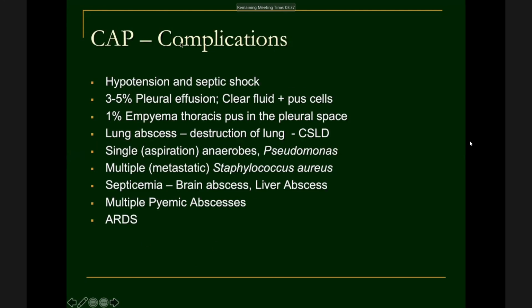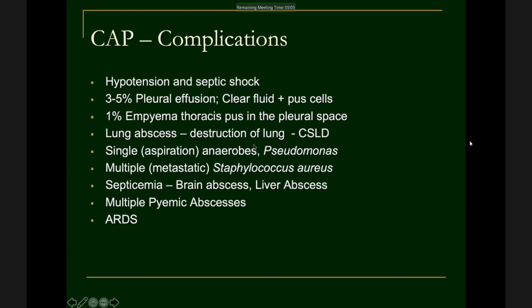So what are the complications of community-acquired pneumonia? The patient can land into hypotension and septic shock. There can be an associated pleural effusion, known as a synpneumonic or parapneumonic effusion, in 3 to 5%. There can be clear fluid, or you can also get pus. So that is the empyema. In 1% you are going to find empyema thoracis, pus in the pleural space. You can have a lung abscess and destruction of the lung. Okay, so chronic structural lung disease. That's mainly the ultimate thing that is going to happen.